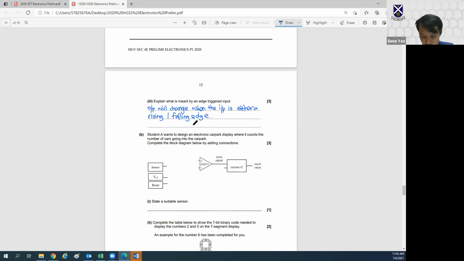Okay. So this takes the input at the time that the signal goes from high to low or vice versa.